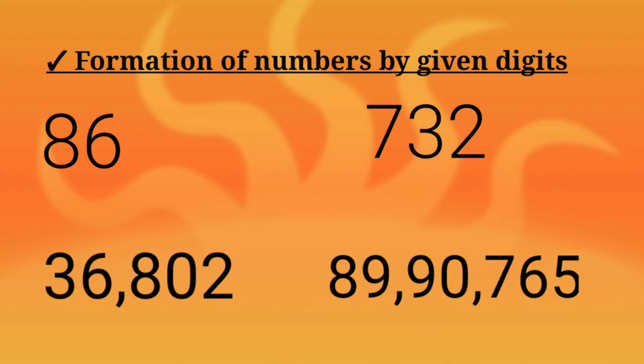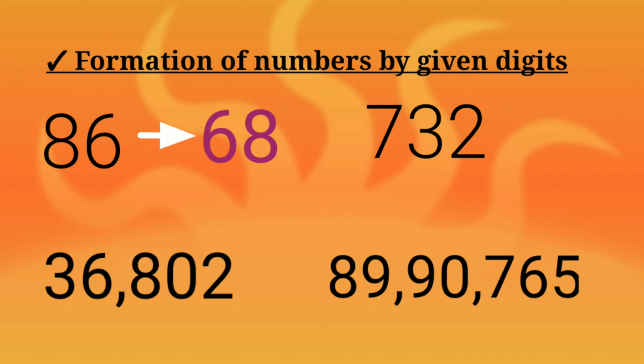They together make 86. Now what if I interchange the position of the digits? That is, if I place 8 here and 6 here, what will I get? I will get something like 68. Do you think that 86 and 68 are the same? Of course not. 86 is a greater number than 68. So, they are different numbers.